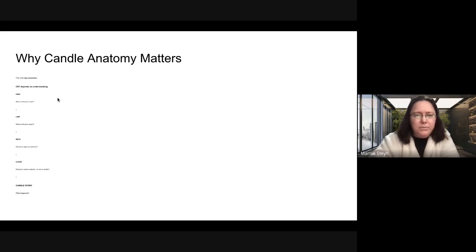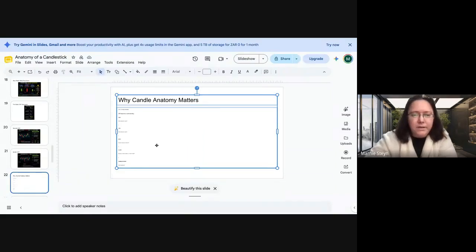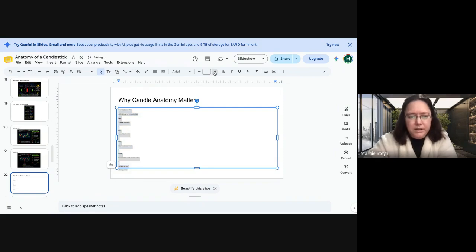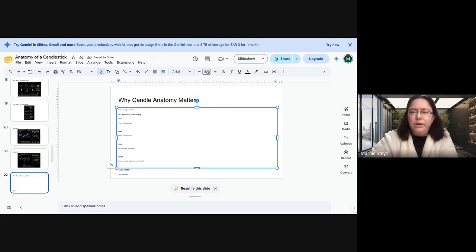Why candle anatomy matters, I'll just make this, wait, let me make this a little bit bigger here, guys, because I can't even read it. I don't know why I left it so small. Let's make it a little bit bigger. Oh, I don't even think it's going to work. Okay, well, I'll redo this one.